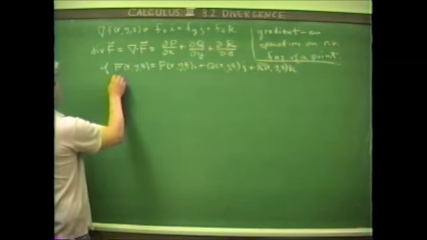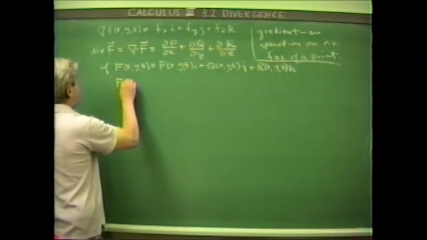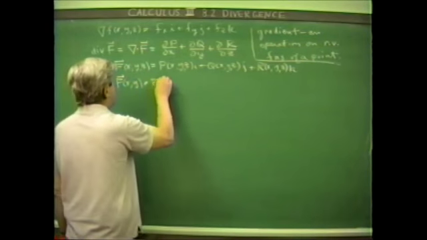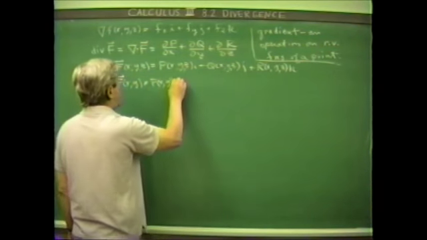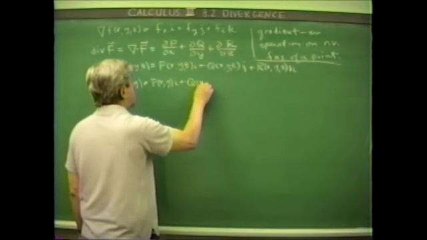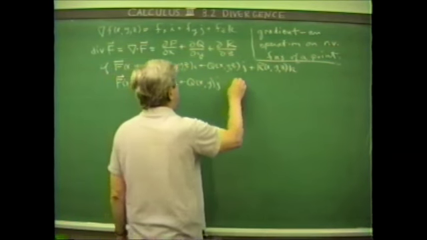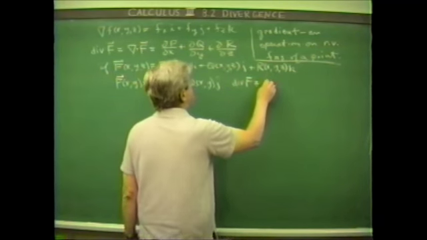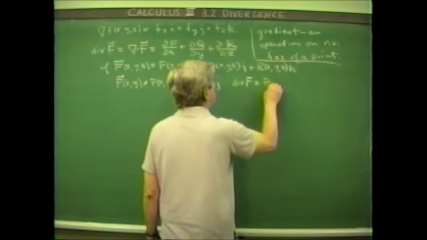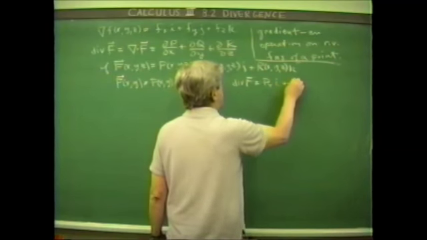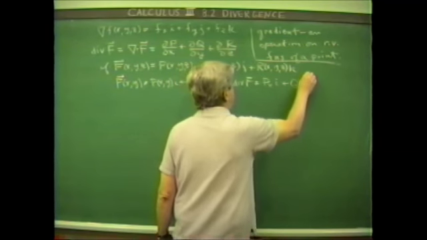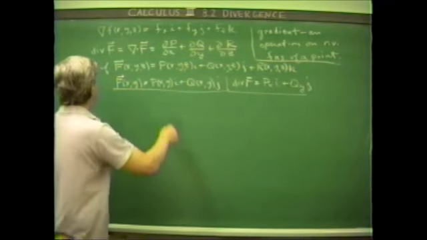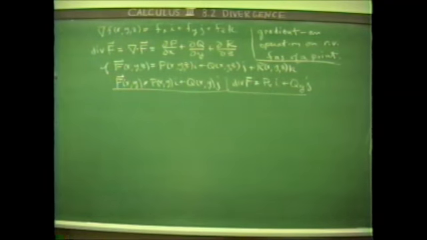If we're just dealing with f of x and y, a vector valued function here, equal to p of x and y i plus q of x and y j, then the divergence of f is equal to the partial of p with respect to x plus the partial of q with respect to y. So in this case here, this is the divergence. Otherwise, it's like so.